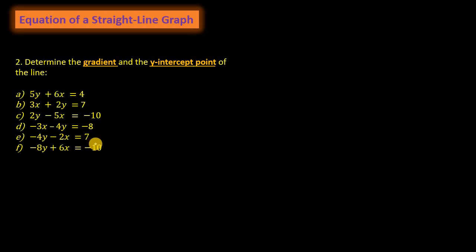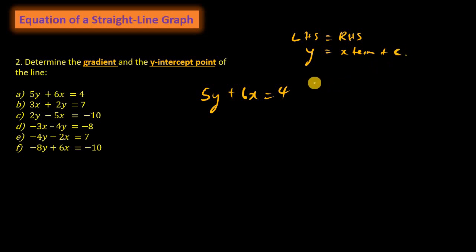Now let's look at some more questions. We want to determine the gradient and the y-intercept point. We have 5y plus 6x equals 4. Now we want to get it in this form. We want the y term only on that side, the x term plus the constant c. So we need to remove the x term from the left hand side. In order to remove it, we need to pay attention to the fact that it's adding on the left hand side of the equal sign. So we remove it by the opposite operation, which is to subtract, and we do that to both sides.